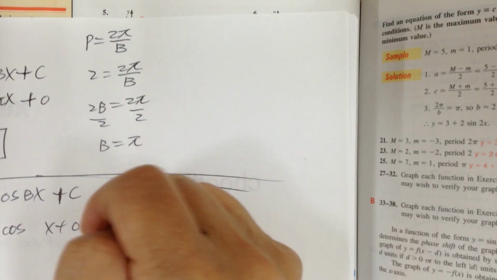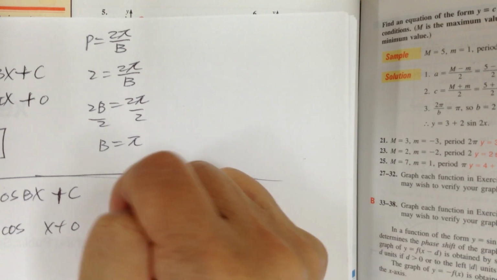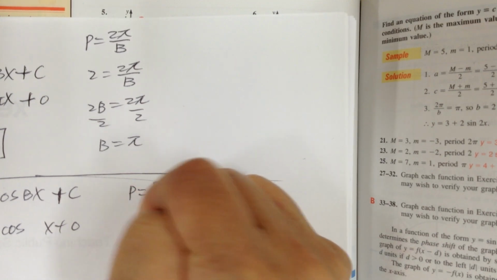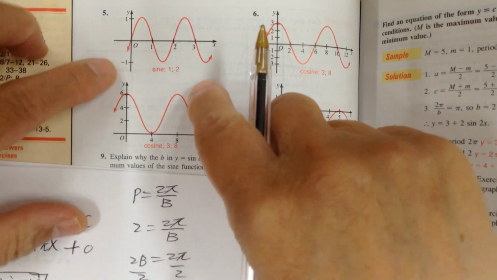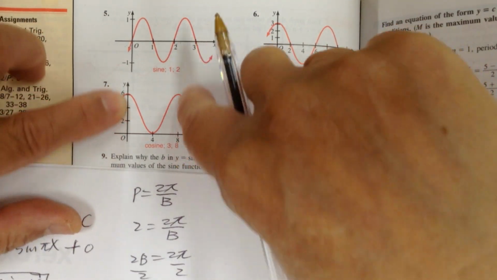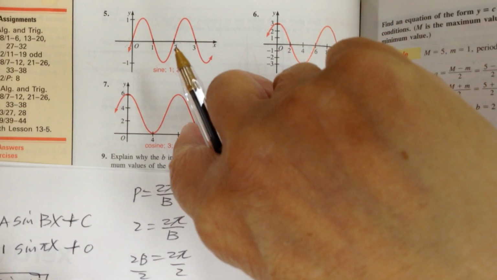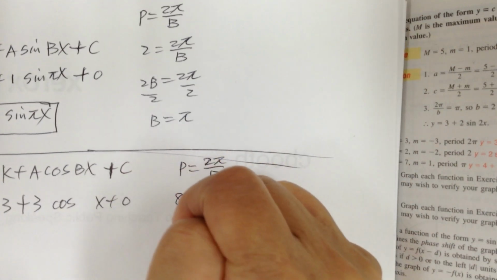So that's going to help us figure out the b. Again, period equal to 2 pi over b. From here to here, the period is equal to 8. Again, look over here, it's 8. So period equal to 8.